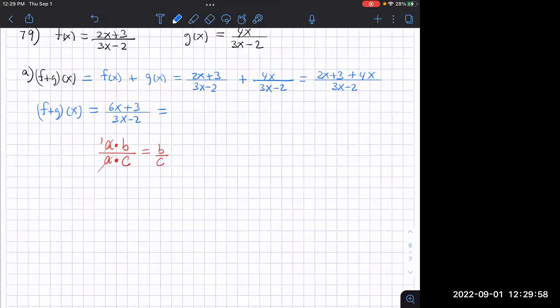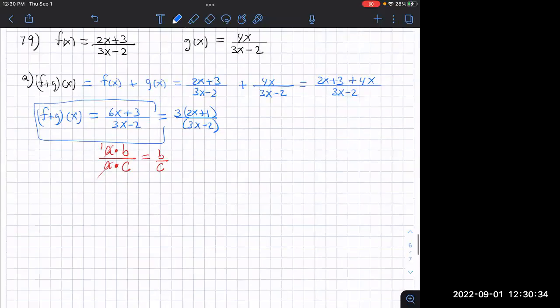The numerator has a common factor of 3, so I can take out a 3, but the denominator doesn't have any common factors. 3 and 2 don't have anything in common, and one has X, the other doesn't, so it stays as 3X minus 2. How do we factor the numerator? Is it 3 times 2X plus 1? Then I look at this, and this doesn't look like that, and there is no other possible common factor, so that's it.